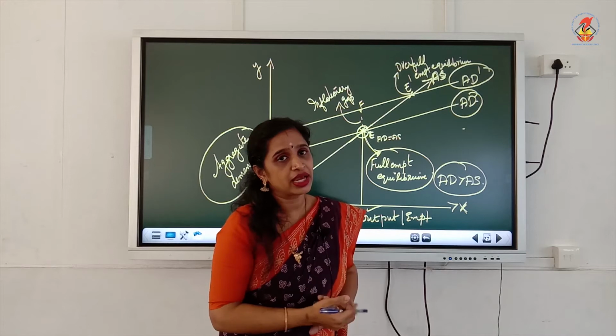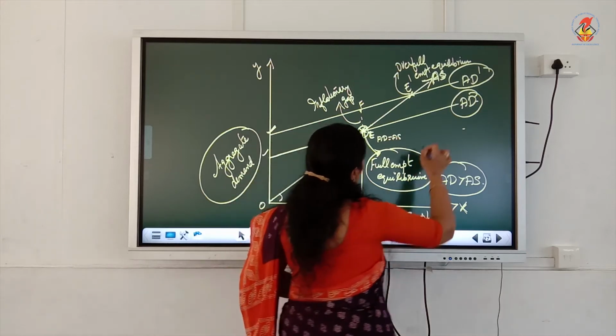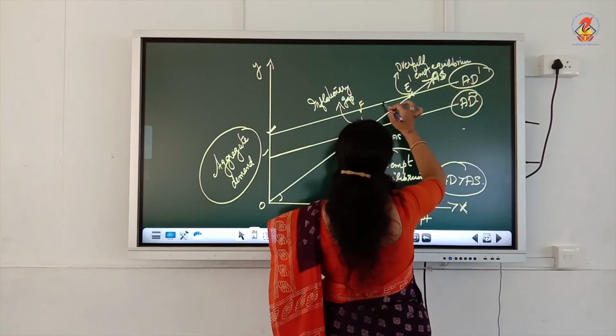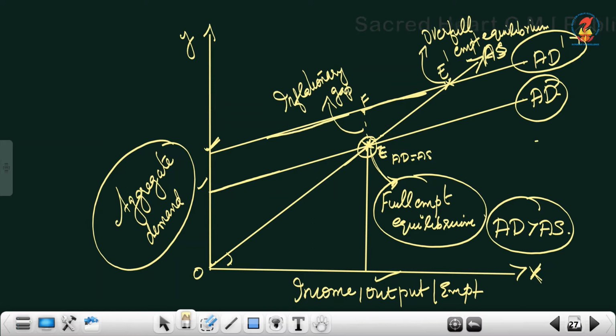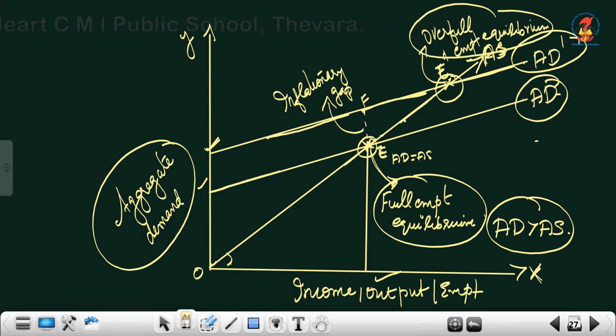The existing aggregate supply curve and the new aggregate demand curve. This is the new aggregate demand curve. The new aggregate demand curve and existing aggregate supply curve will intersect at a point that I have given as E1. This is known as over full employment equilibrium. This is a concept that you have learned.